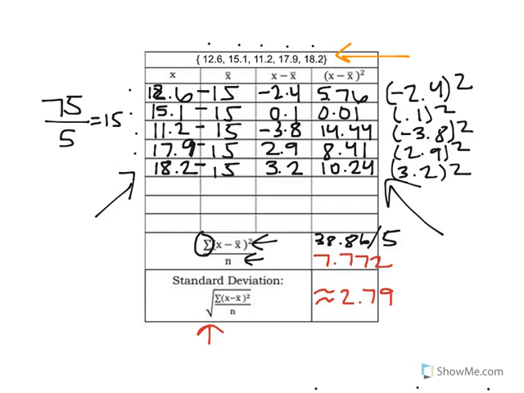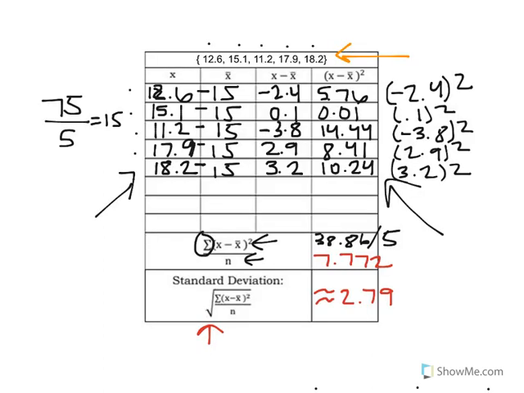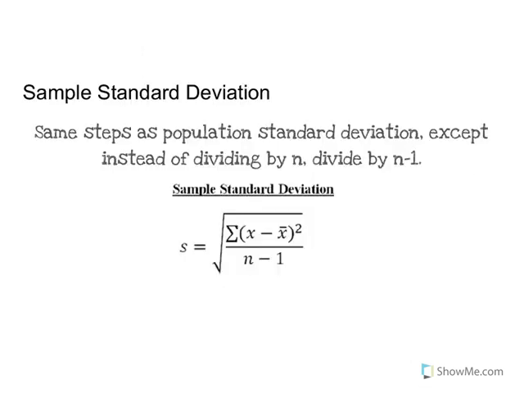Now we're going to go on to a sample standard deviation. So a sample standard deviation is going to be all the same steps as our population standard deviation, except for when we divide by n back on this step right here, we are now going to make it n minus 1. So I will show you guys that actual sample standard deviation.